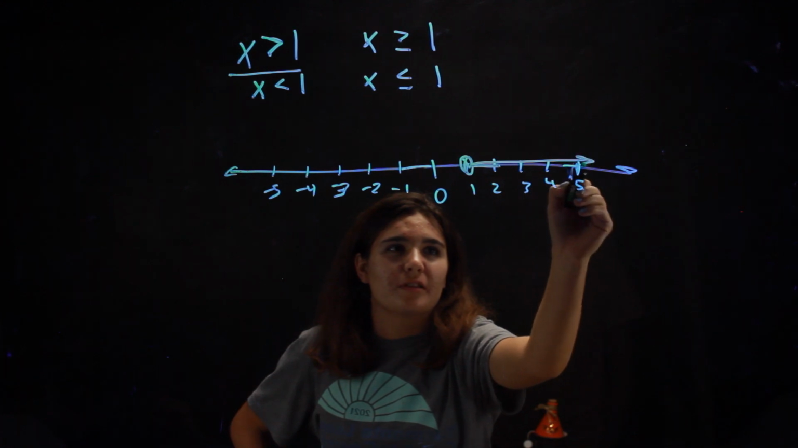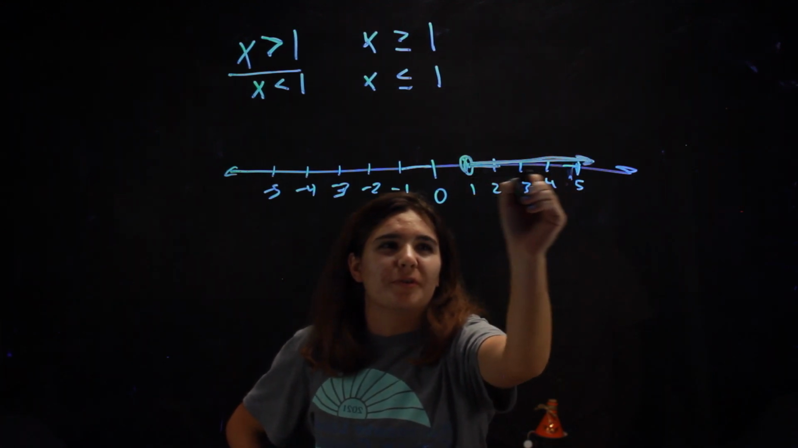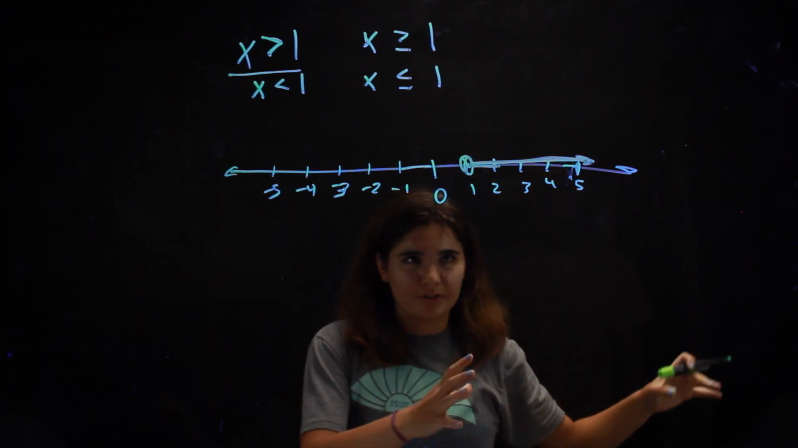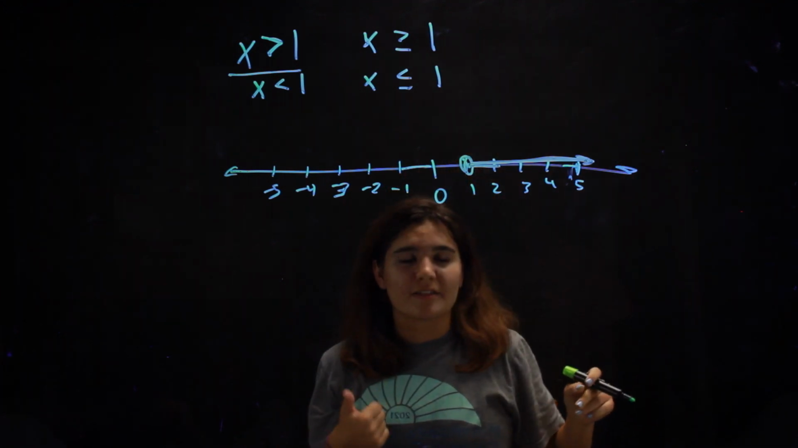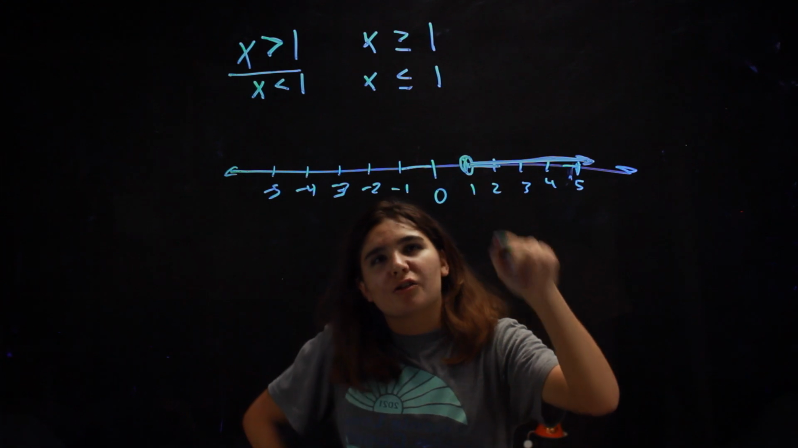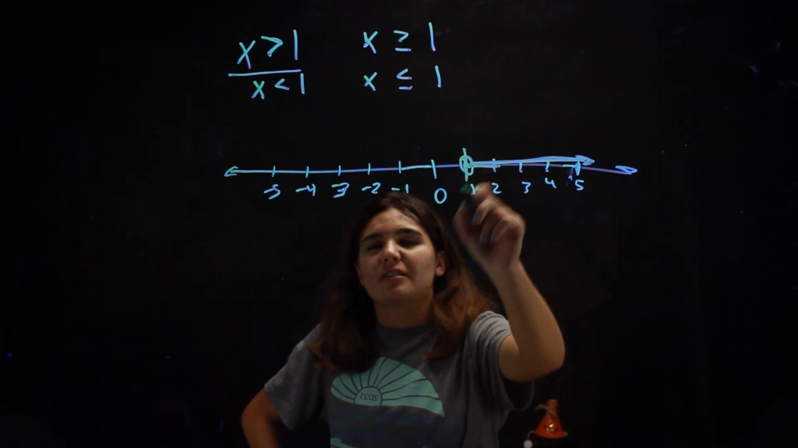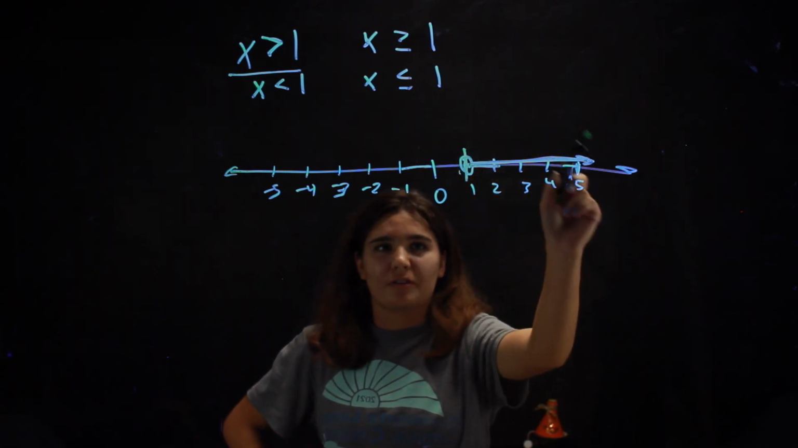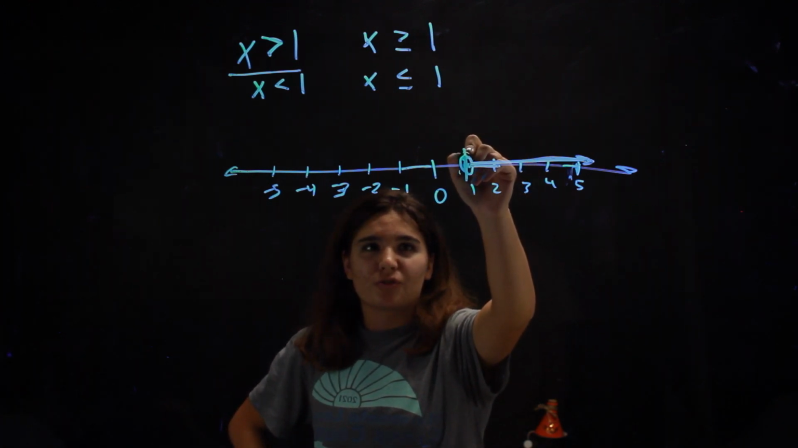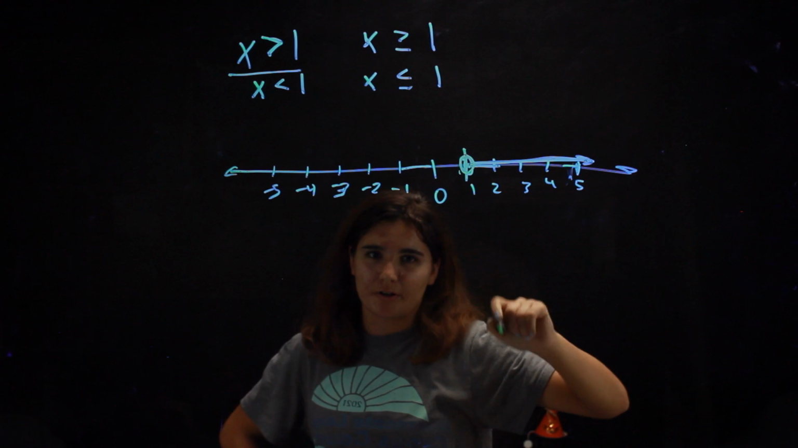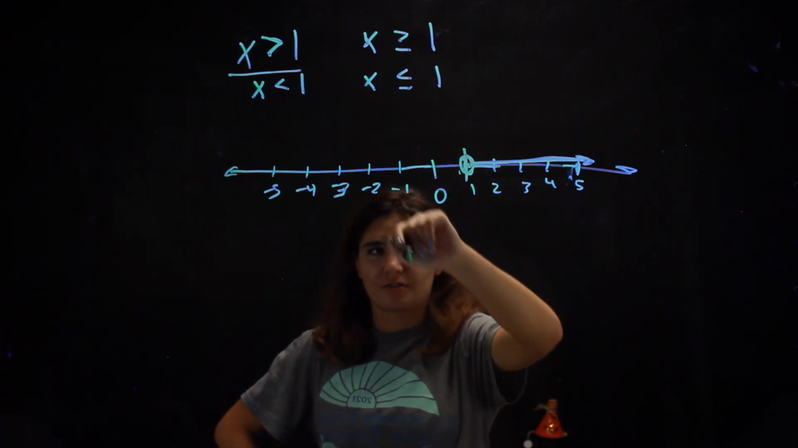So I'm going to draw it a little bit above so you can see it. But it's going to be all the numbers to the right of 1, which makes sense. And whenever you're graphing or plotting something like this, you're trying to show that this is x is greater than 1 and not x is greater than or equal, you draw a point, but you don't color it in, right? This is just a circle.